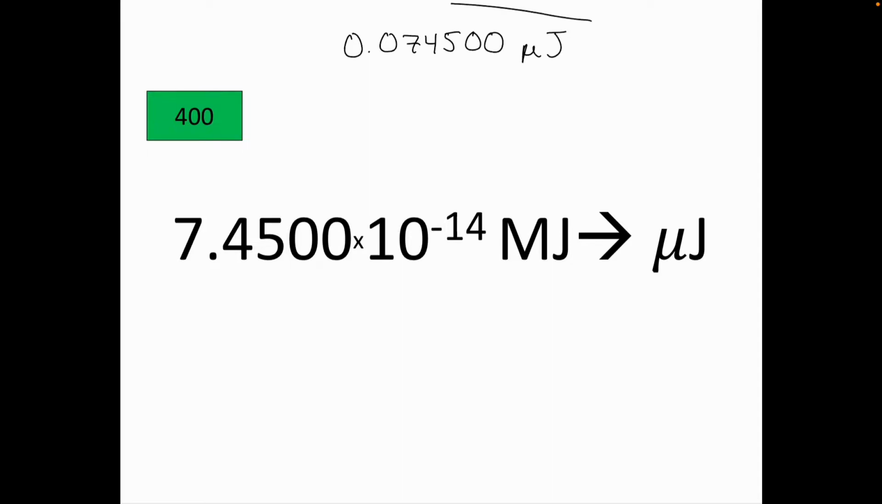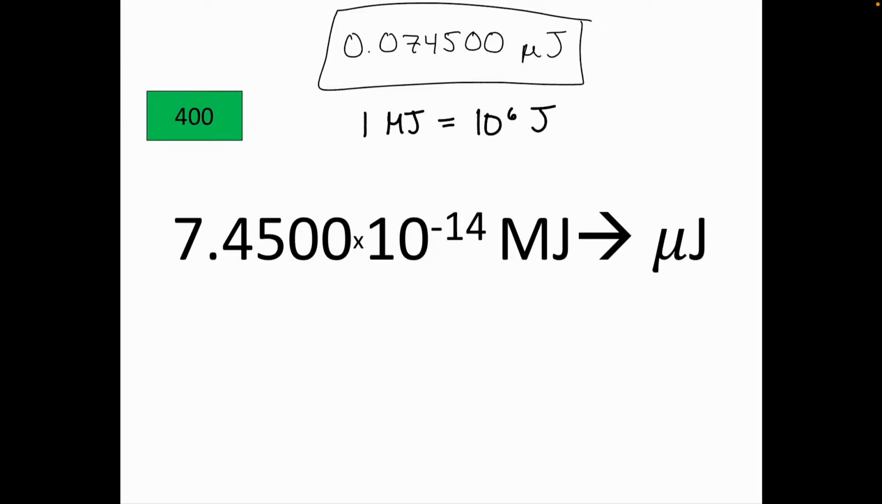0.074500 microjoules. Okay, so how the heck do we get that? So first of all, I'm going to have to look up two of my metric prefix conversions here, right? Because I have two prefixes, the mega and the micro. So I get 1 megajoule equals 10 to the 6 joules, and 1 microjoule equals 10 to the negative 6 joules. That's what I get from my constants page. Again, the 1 goes before the prefix. That's the one double check you always want to have in your head. Make sure you're putting the 1 in front of the prefix.